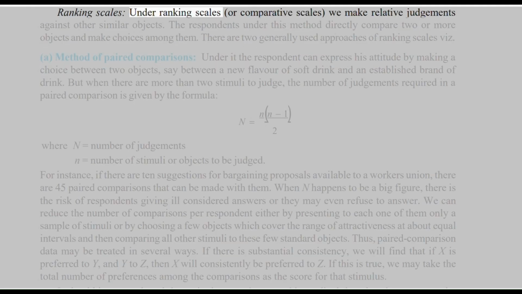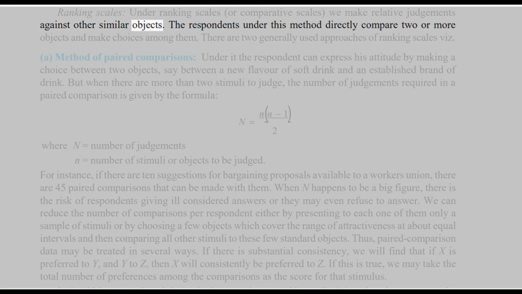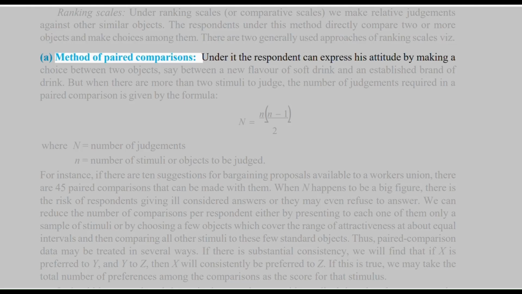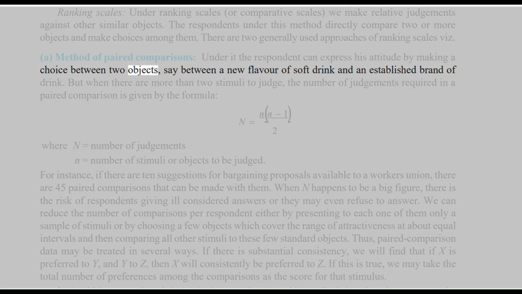Ranking scales. Under ranking scales, or comparative scales, we make relative judgments against other similar objects. The respondents under this method directly compare two or more objects and make choices among them. There are two generally used approaches of ranking scales, viz. A. Method of paired comparisons. Under it, the respondent can express his attitude by making a choice between two objects, say between a new flavor of soft drink and an established brand of drink.